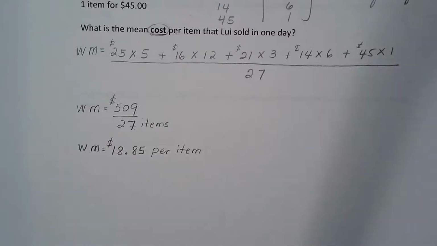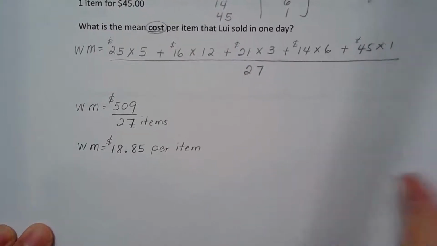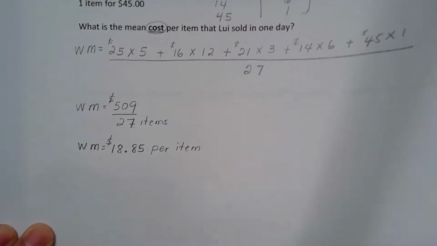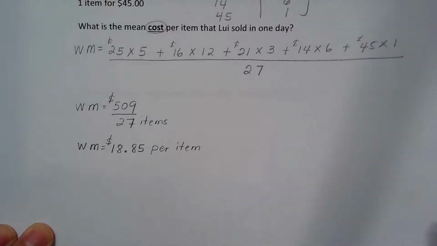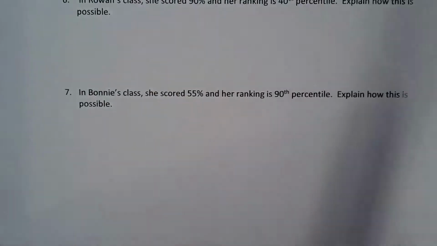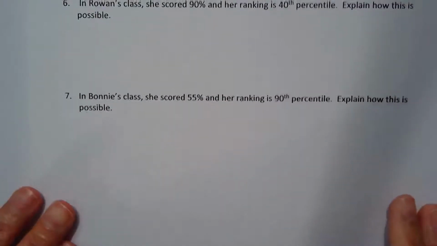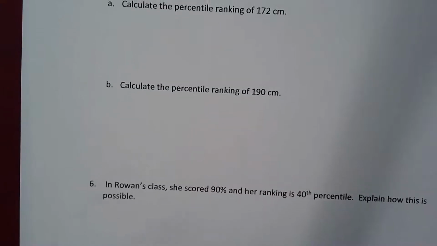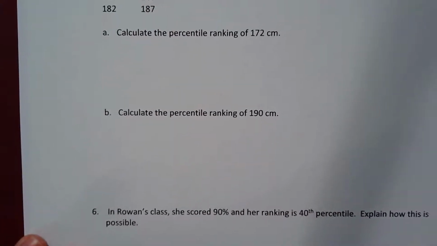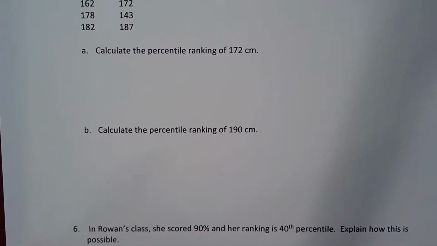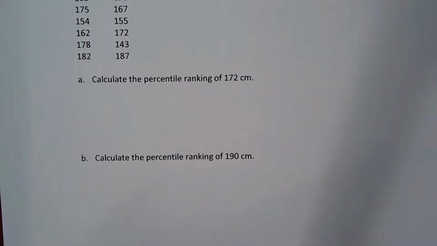Okay, so that one is done. So far we've done questions 1 through 4, showing all of our work here. We're not rushing. We're showing every single step. Okay, leave that alone for now. We're going to go to questions 5, 6, and 7. Those first 4 questions are about weighted means.